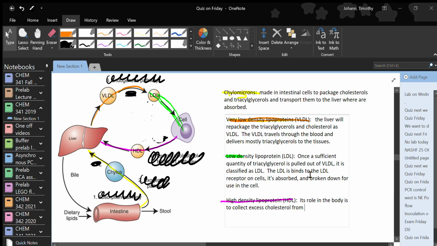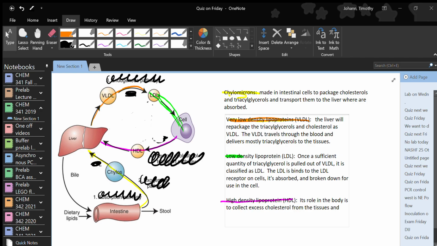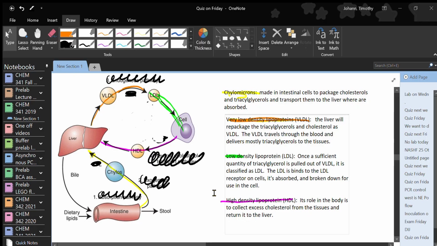They contain cholesterol. So its role in the body is to collect excess cholesterol from the tissues and return it to the liver. And if you have too much cholesterol, your liver is going to break that down. We're not going to talk about that pathway. Questions on what those four things are doing?